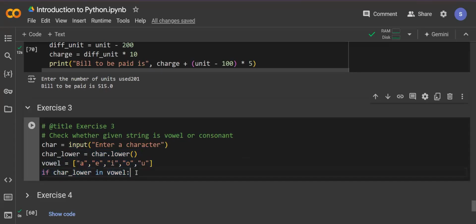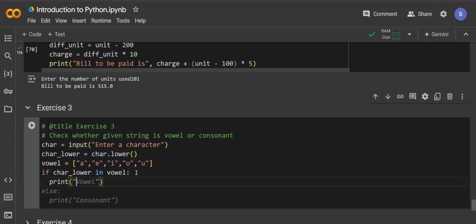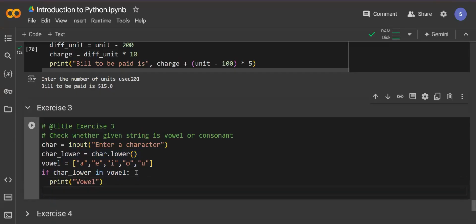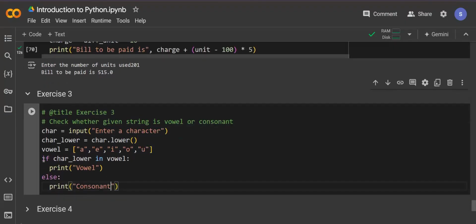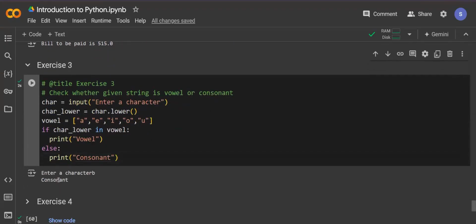If it is true, then I'll be printing it is a vowel. Very simple. Or else I'll be printing it is not a vowel. Right? It is a consonant. Very simple. So, what is the understanding of this? If the character lower, let's say A, in the vowel, it is checking whether this particular A is present in this vowel. If it is present, it will give the answer as vowel, or else it is a consonant if it is not present. So if I run this, let's see whether we are getting the answer. I'll be writing A, I'm getting the answer as vowel, correct? So I'll be writing now B, I'm not getting the answer as vowel, instead I'm getting the answer as consonant.